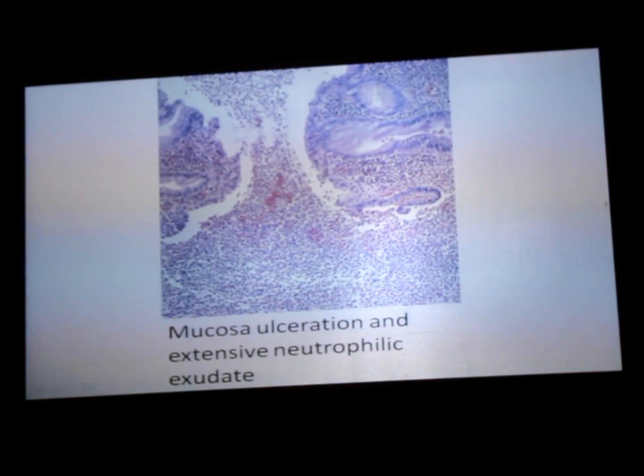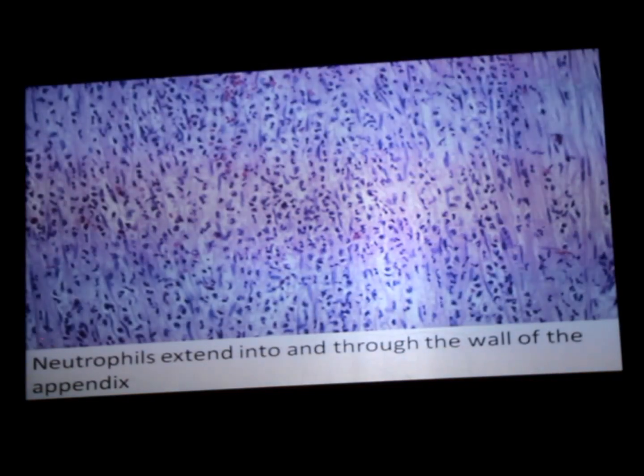So extensive neutrophilic infiltration. This is inside the lumen. This is the mucosal lining, glands. In the lumen also you see a lot of neutrophils, in the submucosa, mucosa and muscularis propria. All these are neutrophils. Okay, these small cells what you see, these are all neutrophils. They extend into and through the wall of the appendix. So it is acute appendicitis.